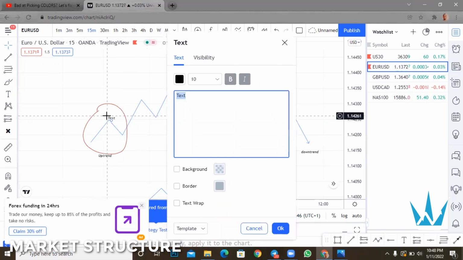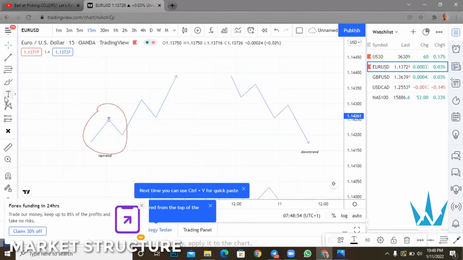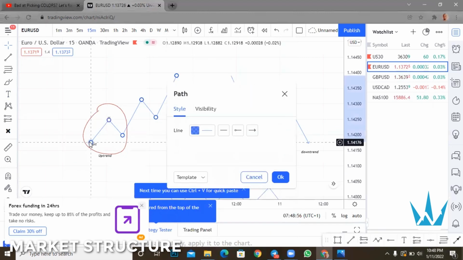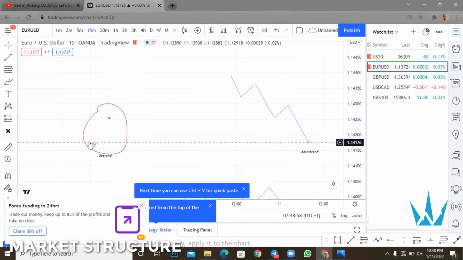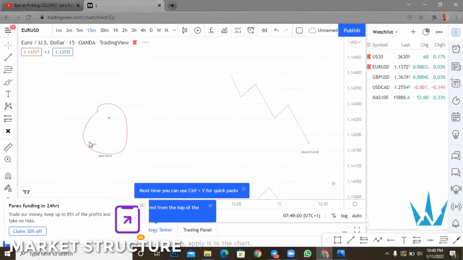I'm going to tag it as a high, capital letter H. And this is the lowest point in the market, and you tag it as capital letter L. Oh my God, what have I done?